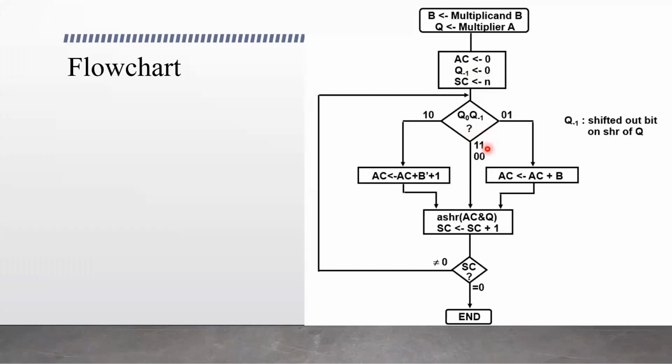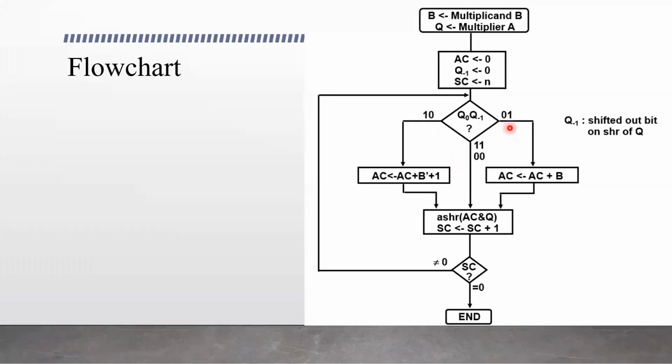The process we repeat is we check Q naught and Q minus 1, the two least significant bits of the multiplier. The 4 possibilities here are: 0 and 1, meaning it is changing from 1 to 0, the last bit is 1 and the current bit is 0. The other possibility is 1, 0, meaning the last bit is 0 and the current bit is 1. The other 2 possibilities are 1, 1 and 0, 0: last bit is 1 and the current bit is 1, or last bit is 0 and the current bit is also 0. So we have 4 possibilities as we are checking 2 bits.